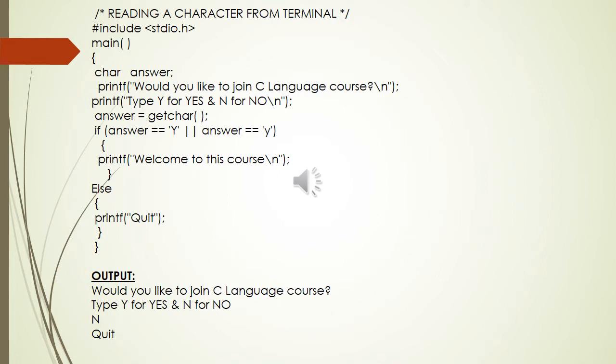It will check with the if condition. If answer is equal to y, small letter or capital letter, then it will print "welcome to this course". If you press n at the time of the output, it will come to the else part and it will print "quit" as a result. This is a very simple program to understand this getchar function.